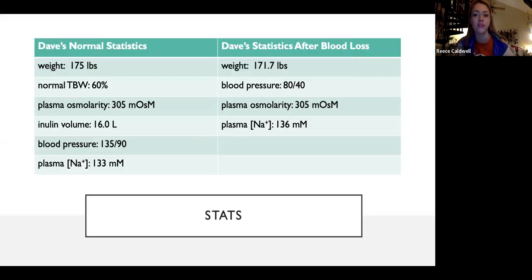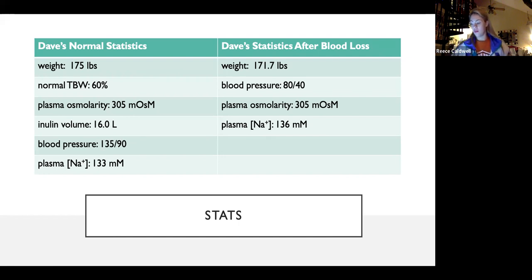So let's hop on into it. So here are the statistics that we are given. We are given Dave's normal statistics and then his statistics after blood loss. So what we see is he lost some weight, an indicator that he lost blood. We can see that his plasma osmolarity remained the same. We see that his blood pressure decreased significantly, and that his concentration of sodium in his plasma increased just a little bit.